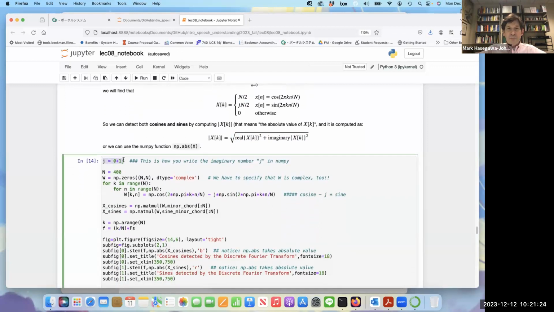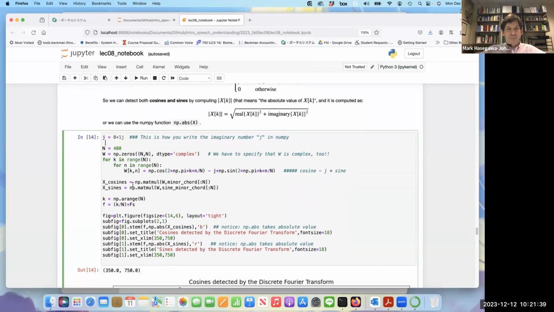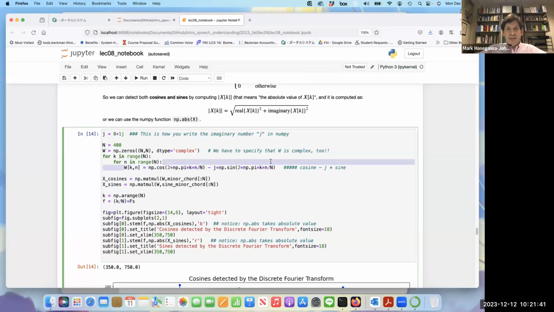So the imaginary number j in NumPy, we write it as 0 plus 1j. That's just Python notation. So here I'm going to redefine a variable j, and I'm going to call it 0 plus 1j. That's the standard Python way to write it. And then I'll create the kth row of the matrix will be a pure tone at the cosine minus j times a pure tone made up of a sine wave.